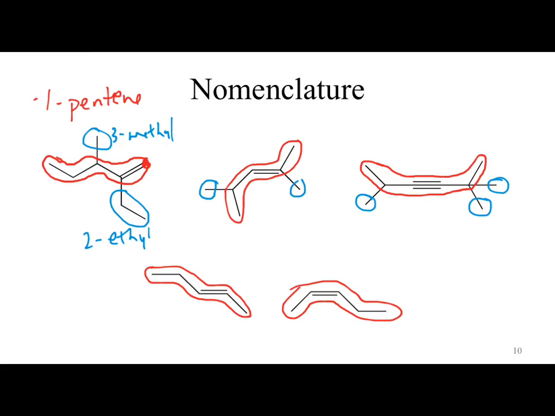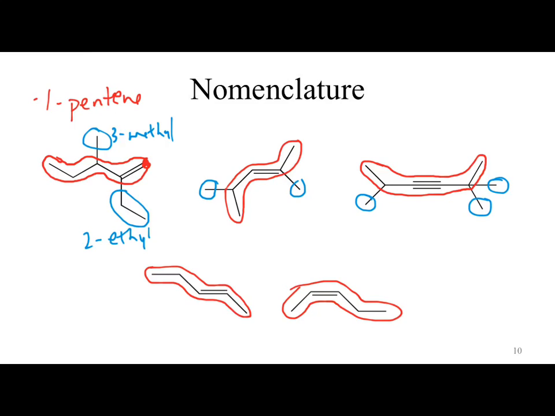That 1 can be implied, but it's a bit dangerous to get in the habit of implying where the double bond is, because in all of the other cases it's not 1, and you have to specify that number. So it's not a bad habit to always specify exactly where the double bond is, even if it is at position 1.